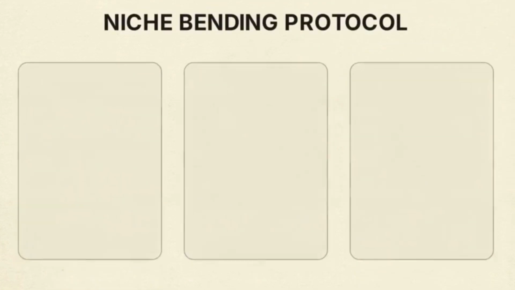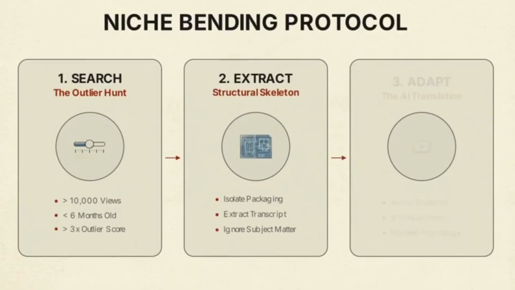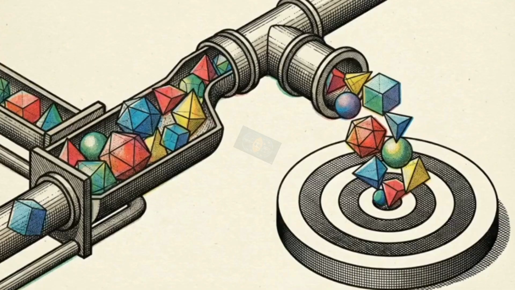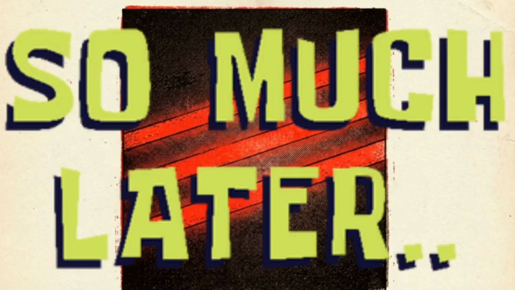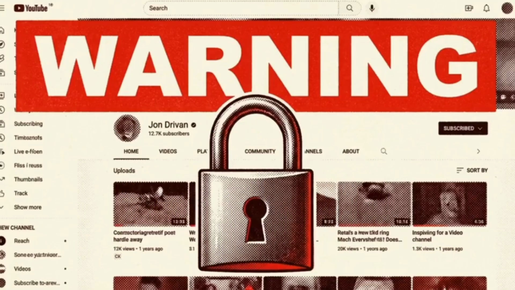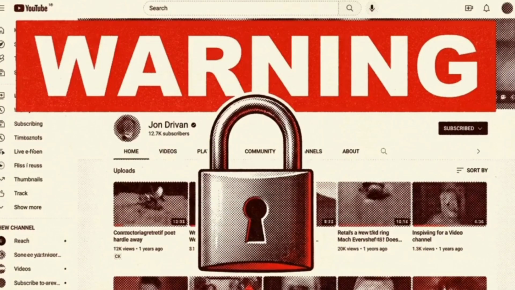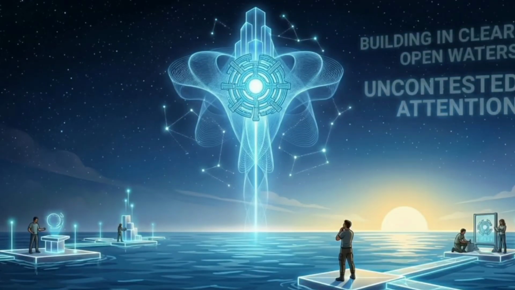Over the next 5 minutes, we are going to walk through a precise, data-driven blueprint to find and adapt these outsider formats. By the end, you will have a pipeline of proven video concepts that your specific audience has never seen before. But there are strict rules to how this is executed. We will cover the red lines later in this video, because if you confuse adaptation with plagiarism, your channel will face severe platform penalties. Surviving on this platform requires finding uncontested attention. We are going to stop fighting over saturated topics and start building in clear, open waters.